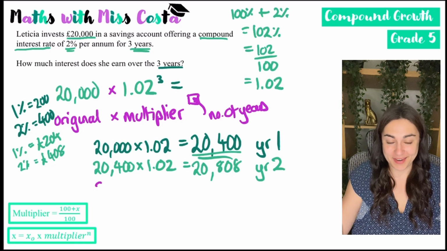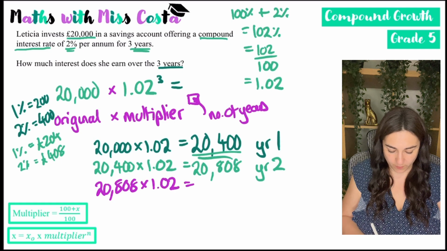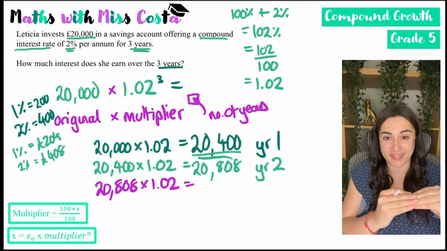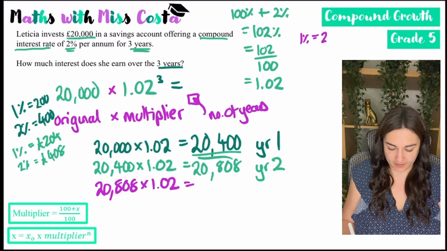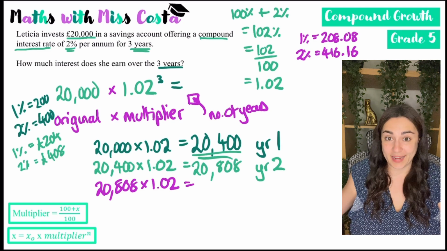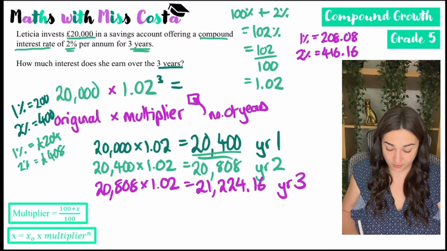And then I do the same thing for the third year. So I'd do 20,808 times by 1.02. And remember, I'm timing by 1.02, but because I'm doing it manually, I can just work out 2% and add it on. So 1% of this would be £208.08. So therefore 2% is going to be £416.16. So if I add that on, I'm going to get £21,224.16 at the end of year 3.